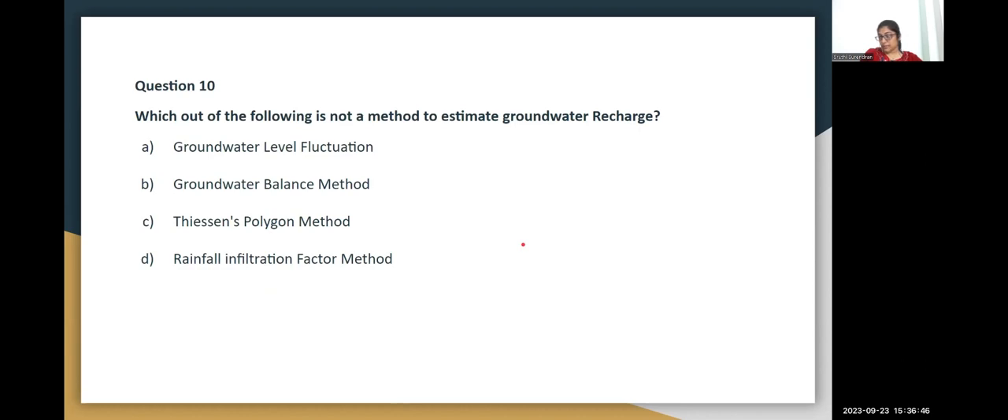Question number 10: which of the following is not a method to estimate the groundwater recharge? There are some methods of groundwater recharge that you learned through these lecture series in the 9th week. So which out of the following is not a method of groundwater recharge?